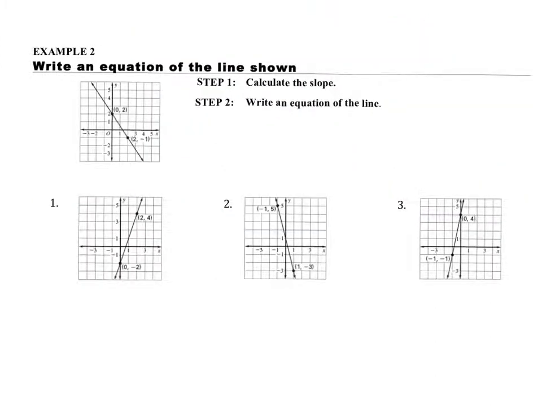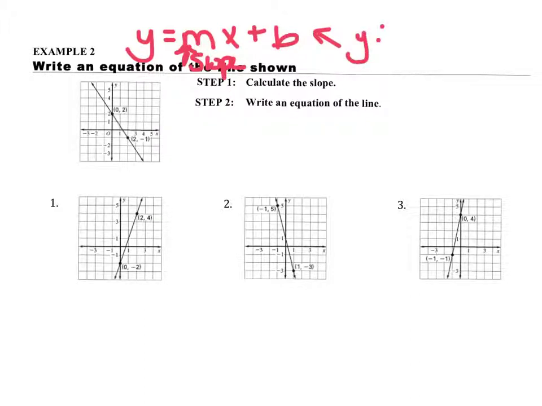Example 2, write an equation of the line shown. All right, so let's go back to what we know about our line and the parts. So slope-intercept form is y is equal to mx plus b, where the m, remember, is our slope, and our b is our y-intercept. Okay, so now the first step is to calculate the slope. We need both the slope and the y-intercept, and we can get that from all of our lines.